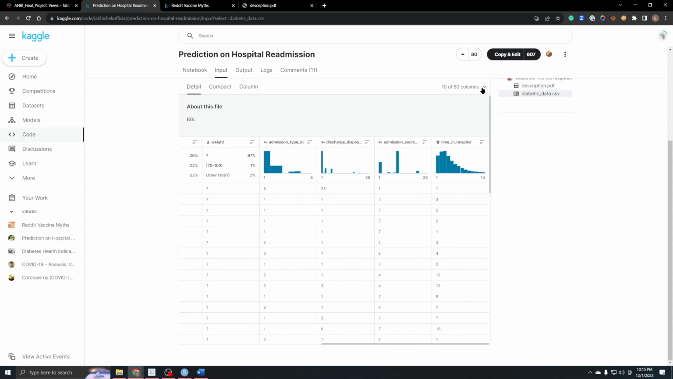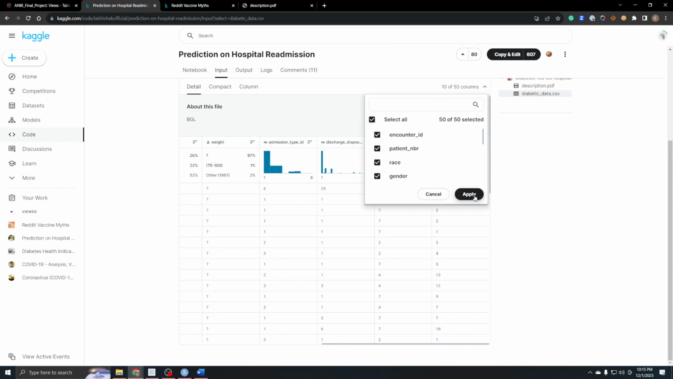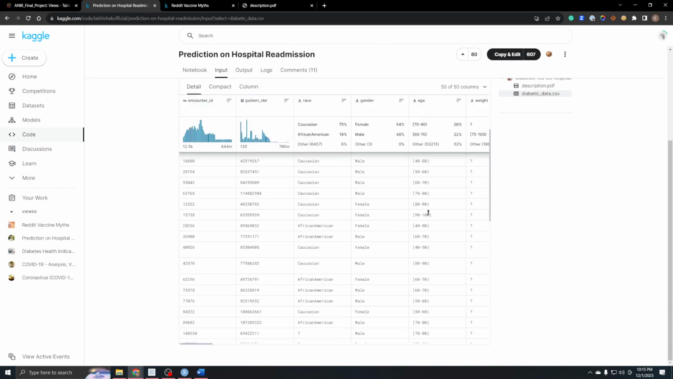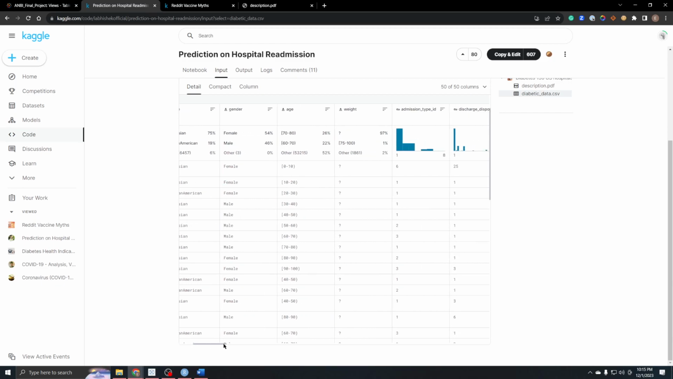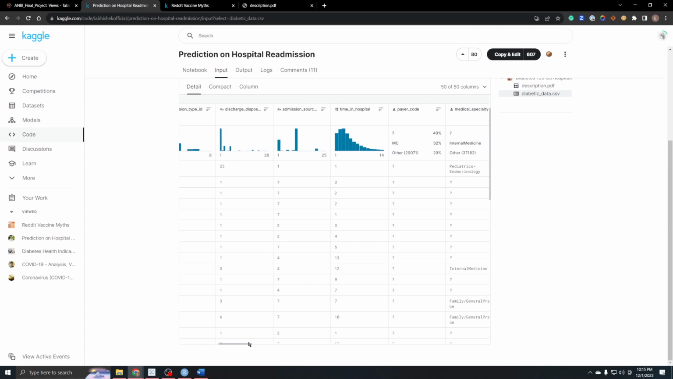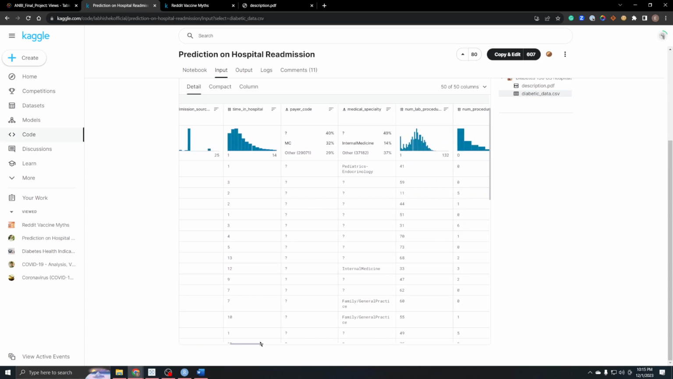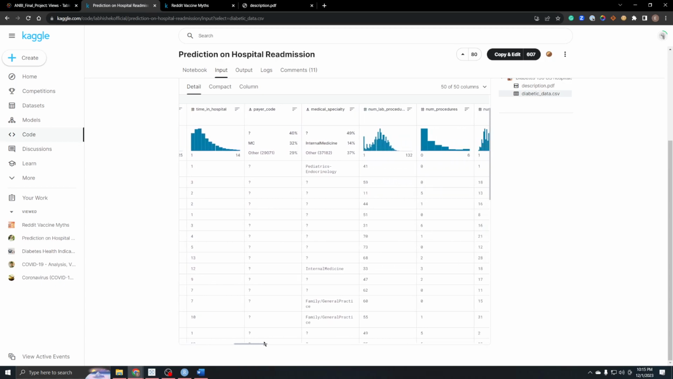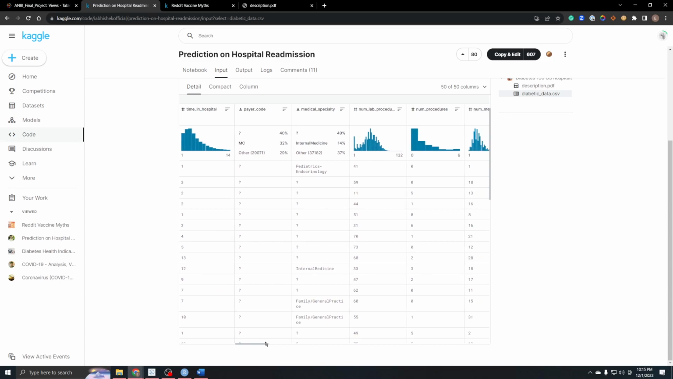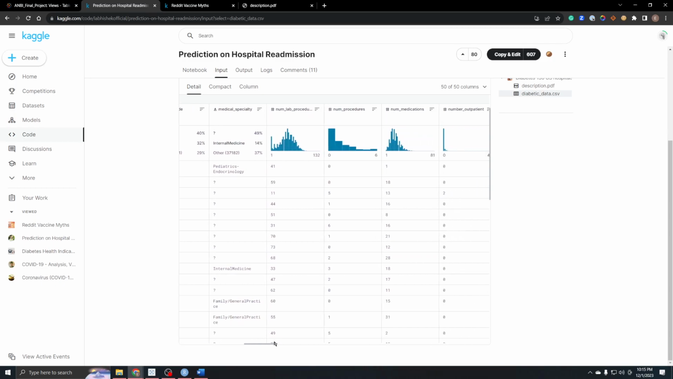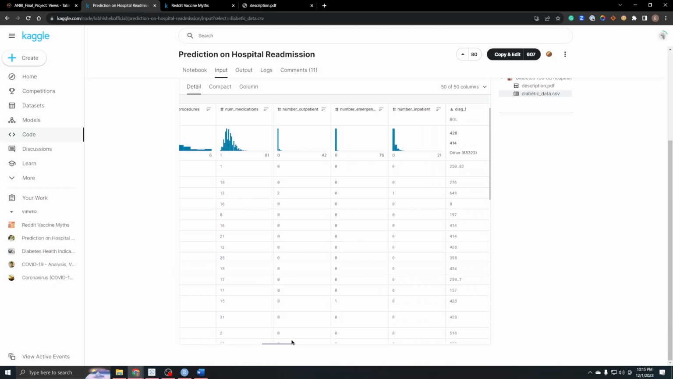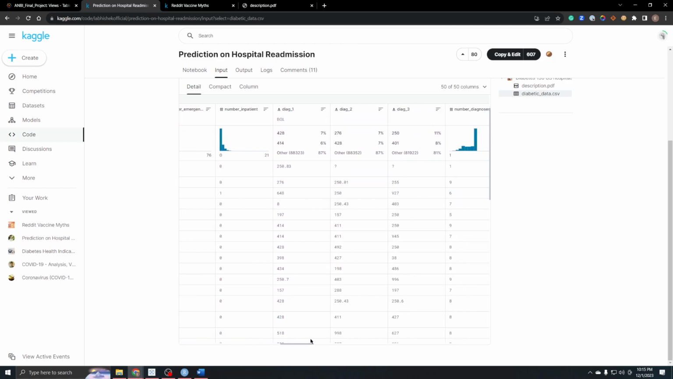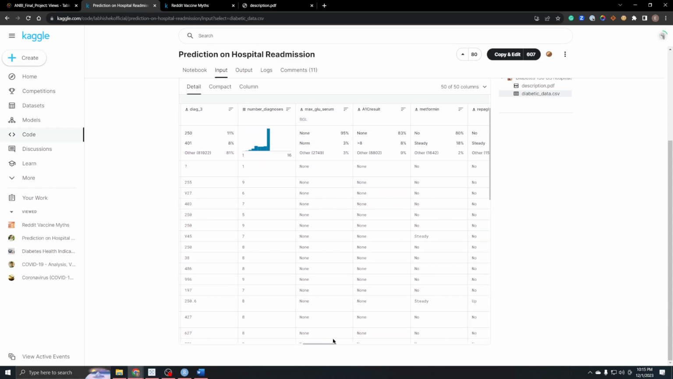And there's actually more columns here. Let me select all of them. Go ahead and scroll over more. Time in hospital, payer code, which was missing about 40%, so I did drop that. Same with medical specialty, I did end up dropping that. Number of lab procedures, number of procedures, and the number of medications. Number of outpatient, number of emergencies, number inpatient, some diagnosis values.